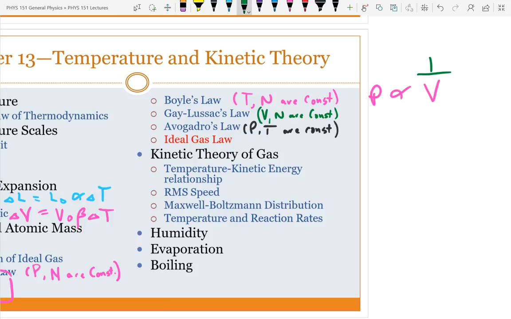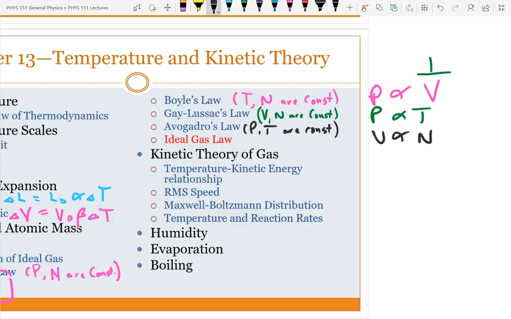Okay, so Gay-Lussac said, what happens if we keep the volume the same? And he found that pressure was proportional to temperature. Avogadro said, what happens if we allow the number of molecules to change? And he found that volume is proportional to the number of molecules. And I really don't care that you know which one is which, because if you combine the information from all four of those laws together, you get one equation of state.